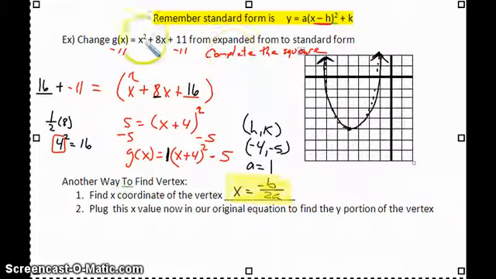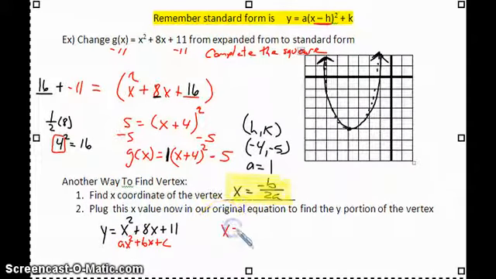So when you have your equation in expanded form, you can find the vertex. Let's do that with this problem here just so we can see that we get the same answer. And I'm also just going to change this g of x to a y just to make it a little bit easier because we're really writing this as an x comma y value. So remember that expanded form is ax squared plus bx plus c.